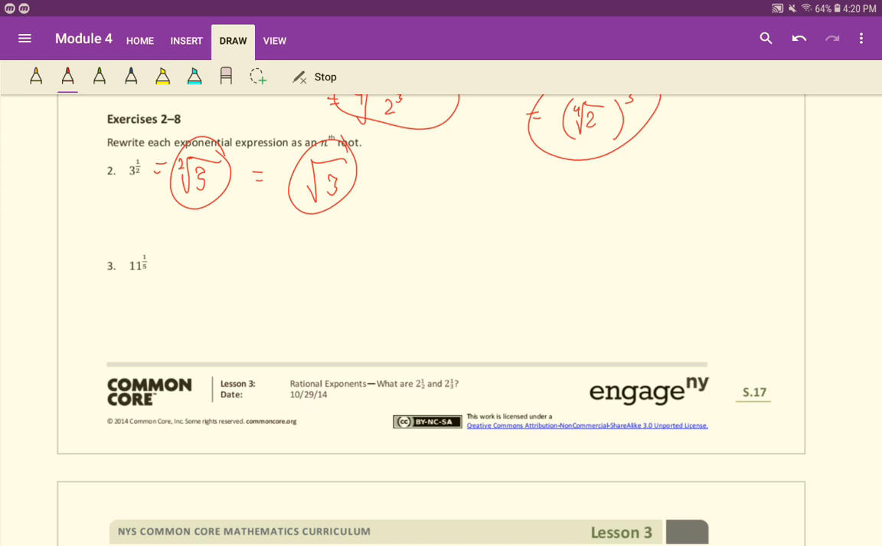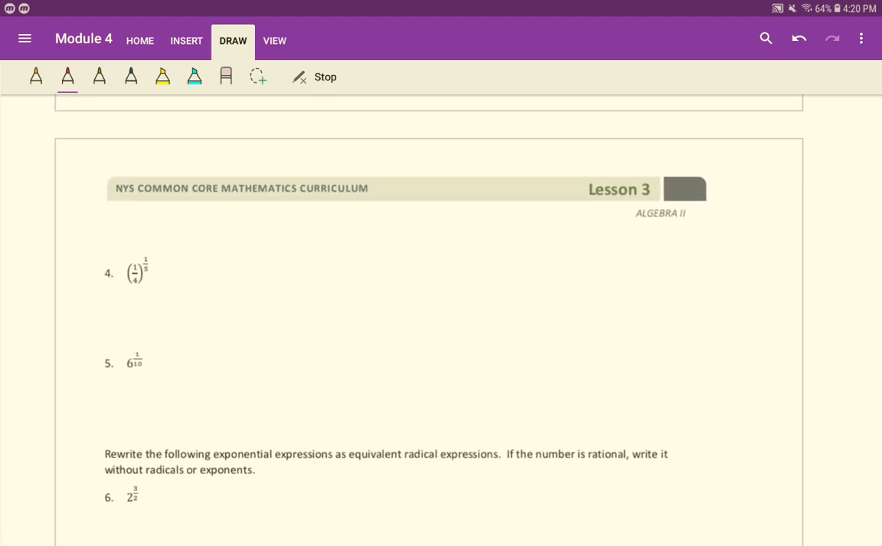Okay, go ahead and try 11 to the 1/5. Pause the video, do it for yourself. Okay, hopefully you paused the video there. Your answer should look like this: 5th root of 11. Again, if you want to put a 1 for the exponent, you can, but this is fine too. Okay, go ahead and try 4 and 5 too. Okay, so for 4, hopefully you got something that looks like this. And then for 5, you should have gotten something that looks like this.